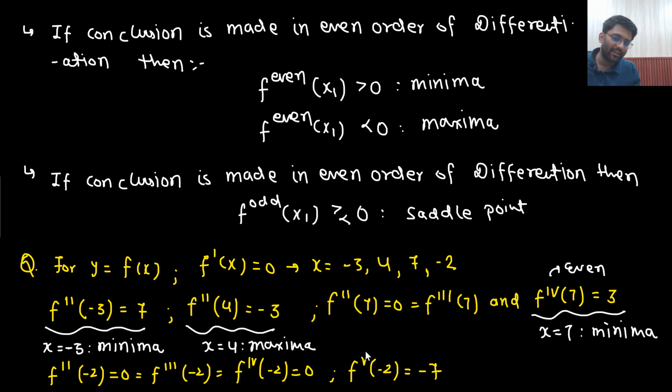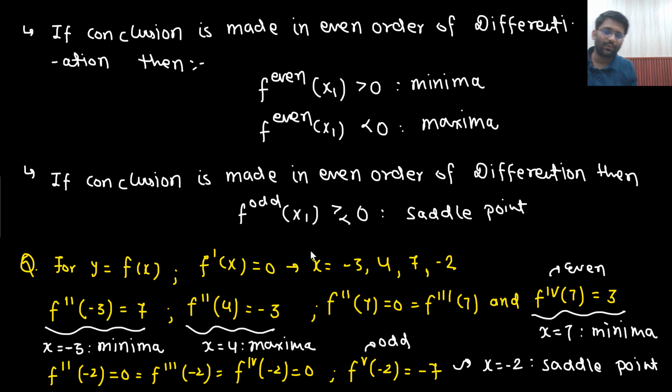And here what do you see? The conclusion is made in odd time of differentiation. Since it is odd time of differentiation, no matter whether it is greater than 0 or less than 0, it will be known as a saddle point. That means x equals to minus 2 will be a saddle point. Are all 4 points clear to you or not?